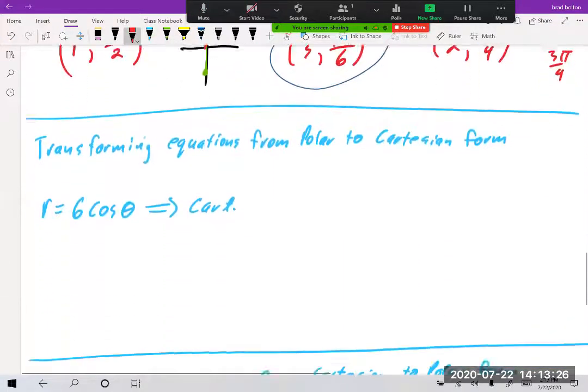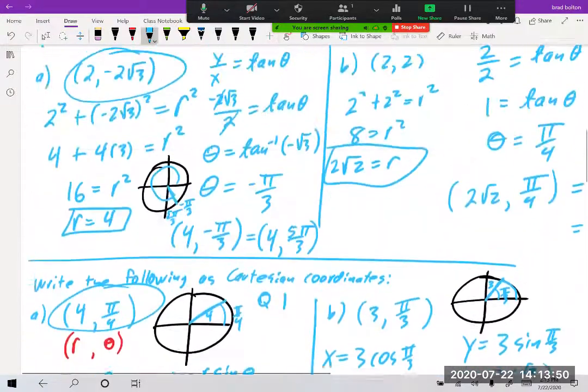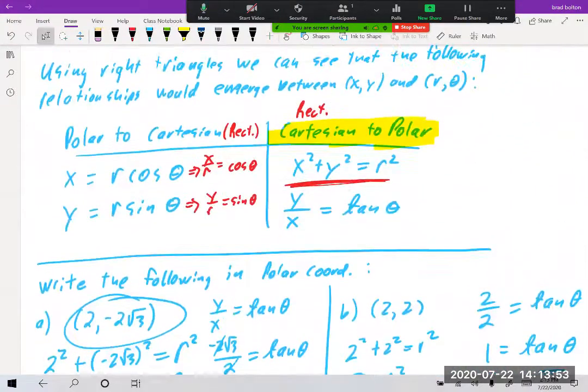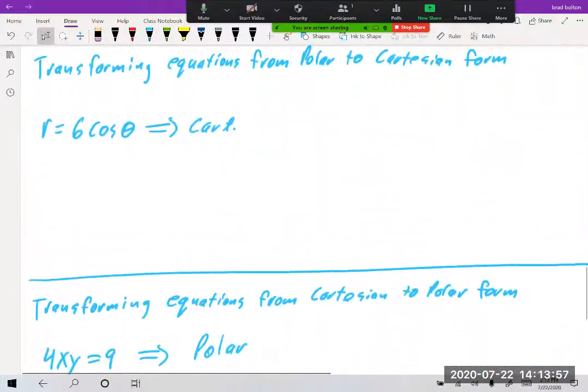Okay, so now I'd like to transform equations from polar to Cartesian. Okay, well, what we're going to do is we're going to use all the formulas that we've had so far. Now, I need r squared because remember, we have this formula way up here where this formula told me that r squared is equal to x squared plus y squared. So if I could get r squared, I'd be okay.